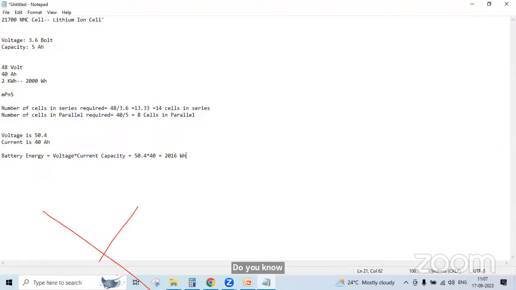2016 watt hour is there. Okay, this is 2.016 kilowatt hour. So this is more or less near to 2 kilowatt hour. You all get clear about this? Yes, sir. This is clear. Now someone was asking how to define this, how we get this kilowatt hour of the battery pack, what it does mean. So now it is clear to him, right?